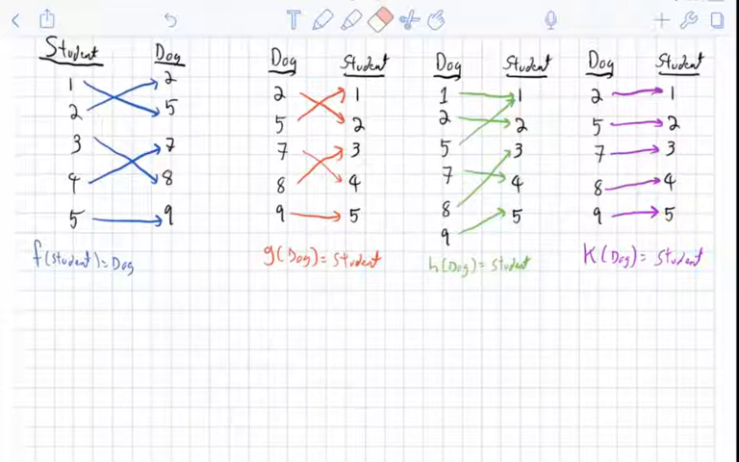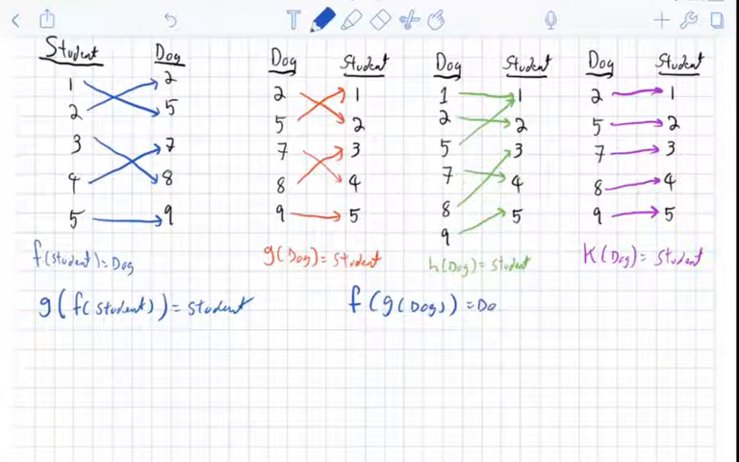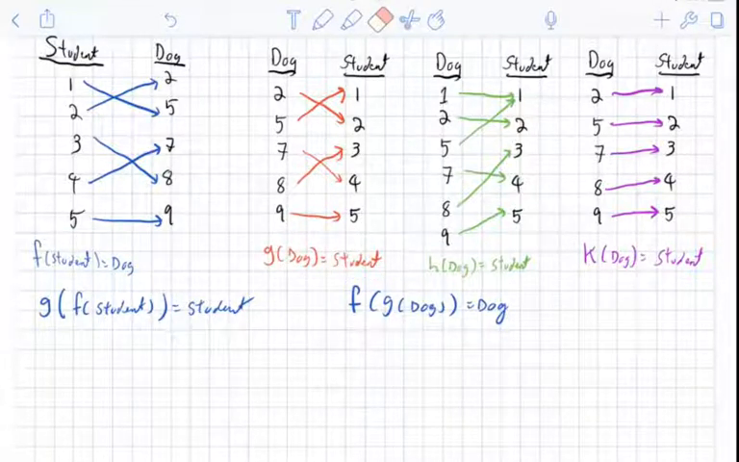Okay, have you copied it down? So, the trick here is that we're going to make tables of G, F, student, that goes from student to dog, and F, G, dog. The idea being that if this expression really is the inverse of this, you'll always get back to where you started. Okay? So, how do we do this?